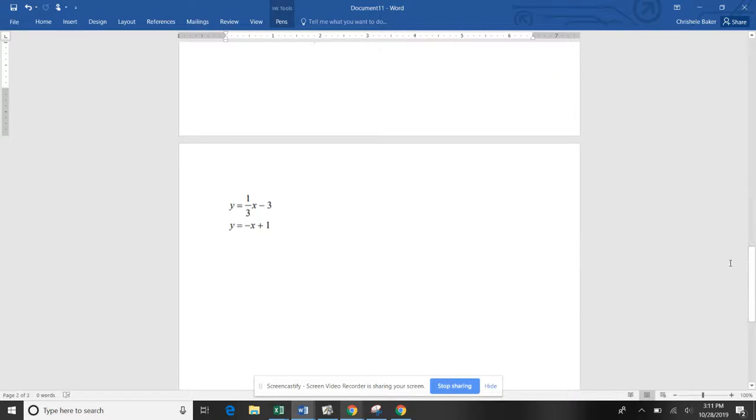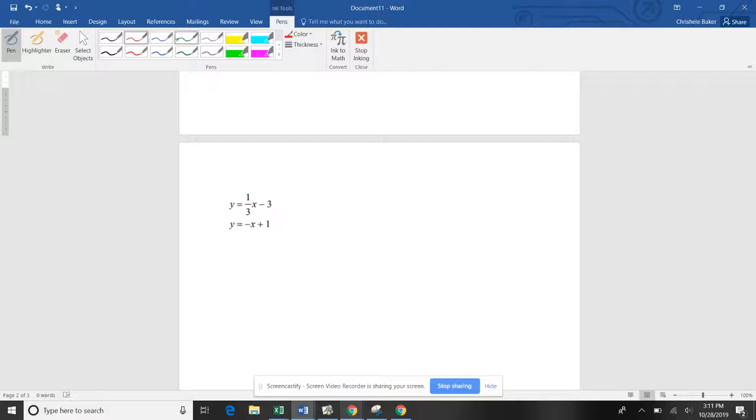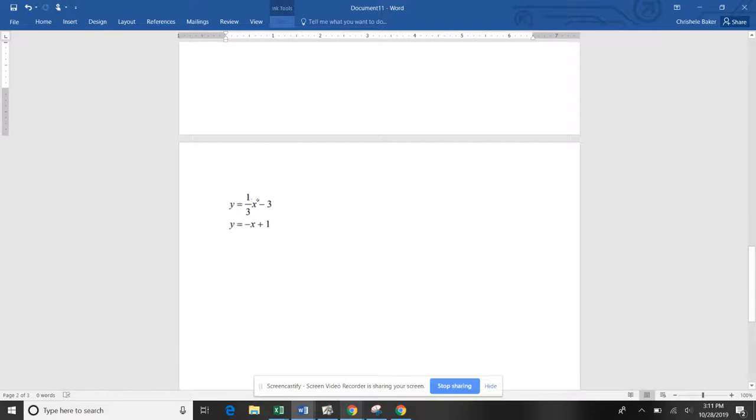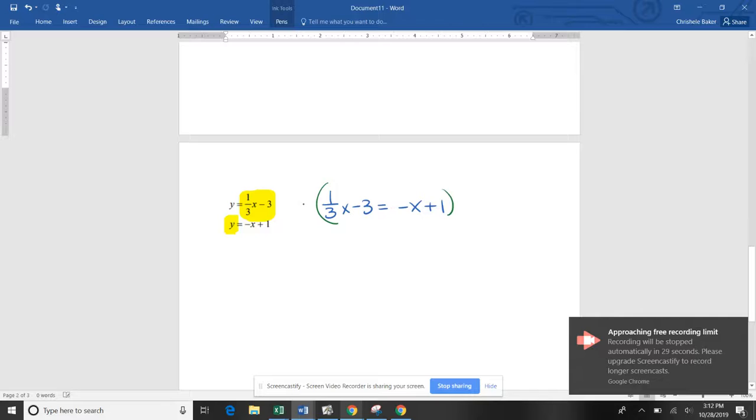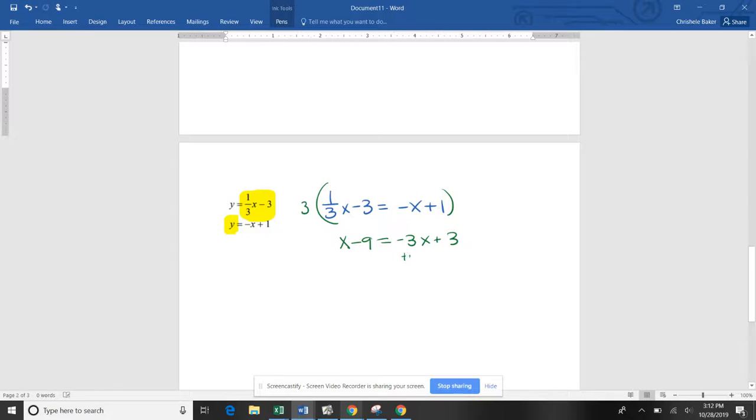Okay, last one. What if they're both solved for y? Then I substitute this in here. So 1/3 x minus 3 is equal to negative x plus 1. So basically, I'm pretty much just getting rid of the y's and setting the two expressions equal to each other. To clear the fraction, I'm going to multiply everything by 3. So this becomes x minus 9 equals negative 3x plus 3.